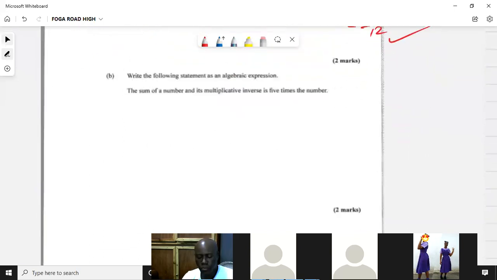Okay. All right, look at this one now. So there's another type come now. We said, write the following statement as an algebraic expression. So sometimes they are going to give statements and they want you to write it using an algebraic expression. So you have to read it. And some of these things you have been doing since you're in grade 6. Read it and you see. For example, it says, the sum of a number and its multiplicative inverse is 5 times the number. No, that sounds like a lot.